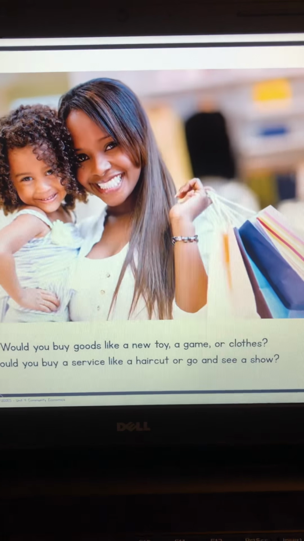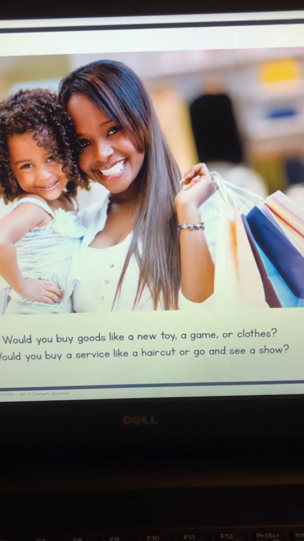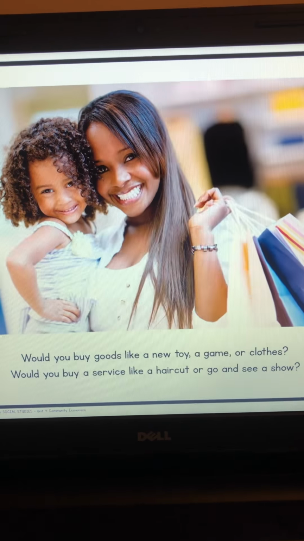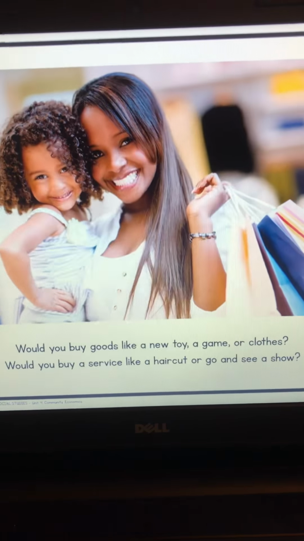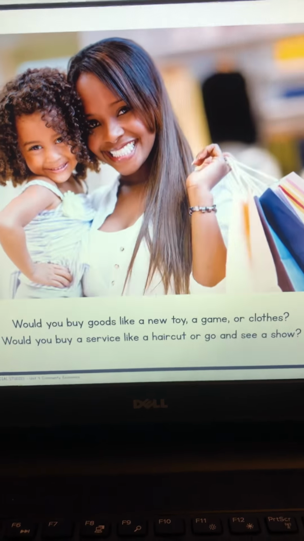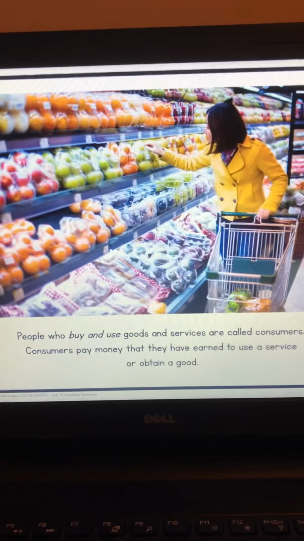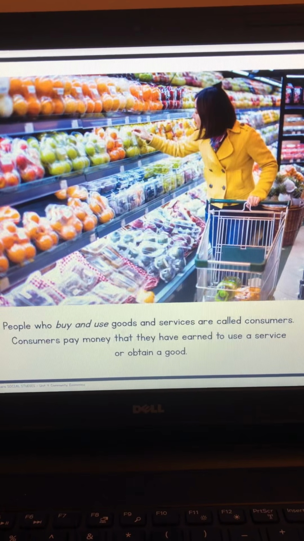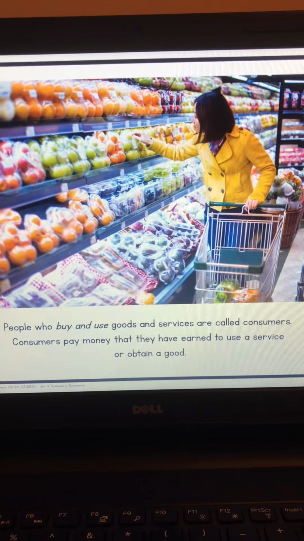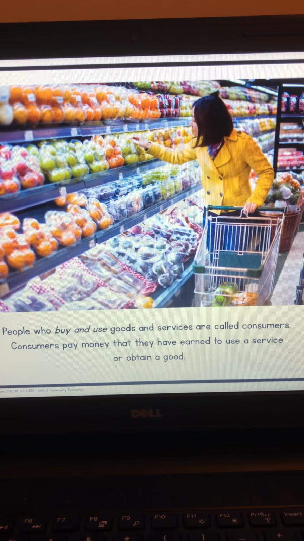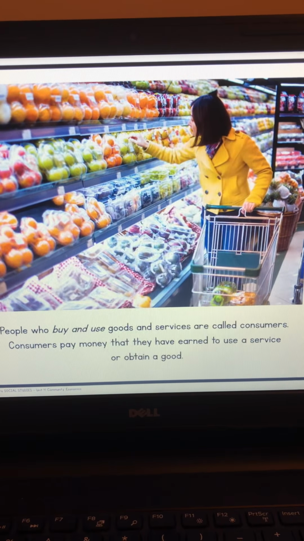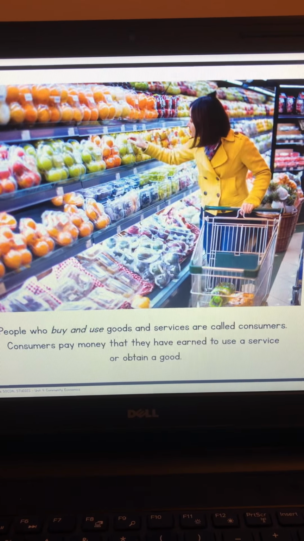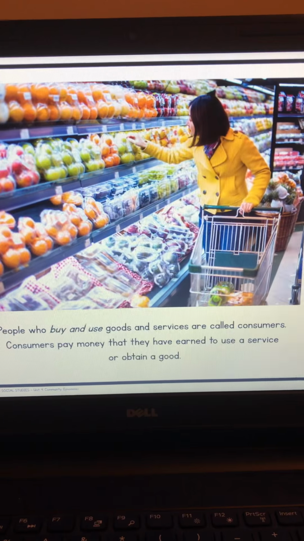Remember, most goods and services cost money, so if you have $20, what would you spend it on? Would you buy some goods? Would you spend it on a service? People who buy and use goods and services are called consumers. So if you have the $20 and you're using it to buy things, then you are a consumer. Consumers pay money to get a good.